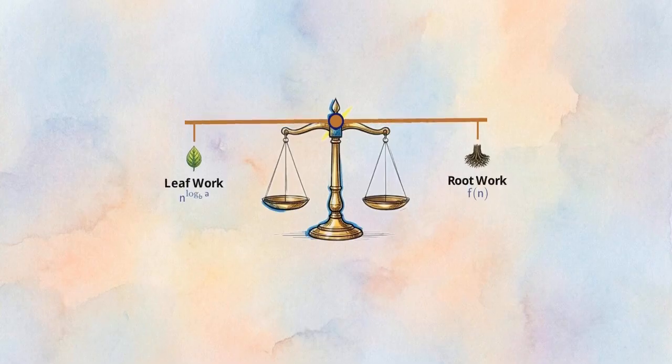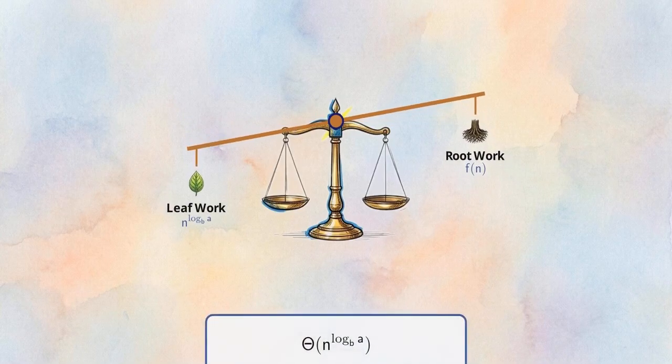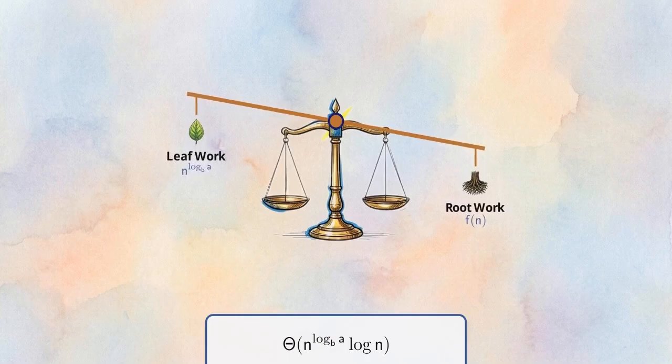In case 1, if the leaves, calculated as n to the log base b of a, are polynomially heavier than the root f of n, the leaves dominate the overall complexity. Case 2 is a tie. If both sides weigh the same, every level of the recursive tree costs an equal amount. To find the total complexity, we multiply the weight by log n. In case 3, if the root work f of n is polynomially heavier, and it passes a specific regularity condition, the root dictates the final complexity.